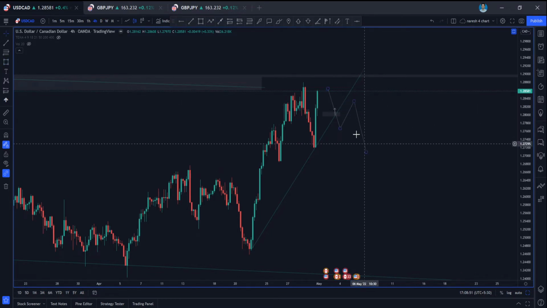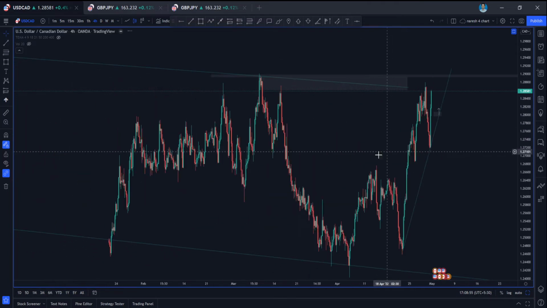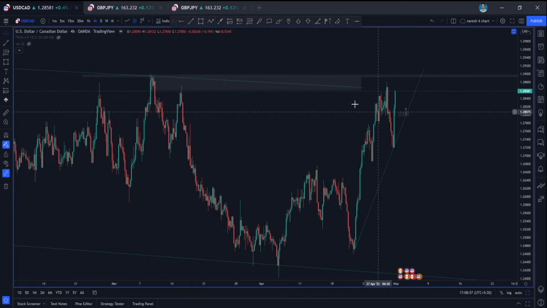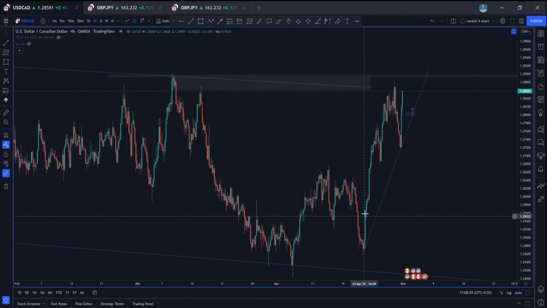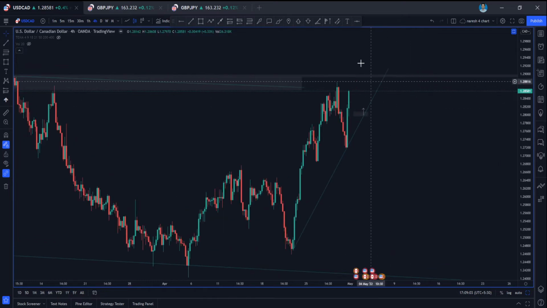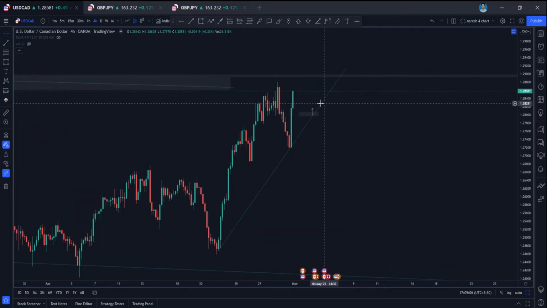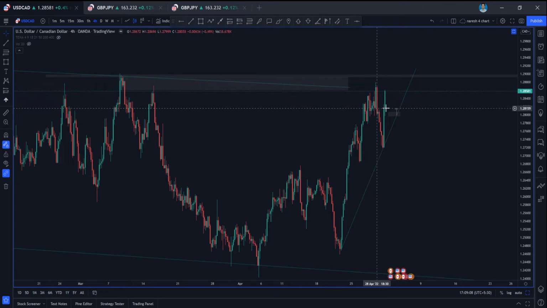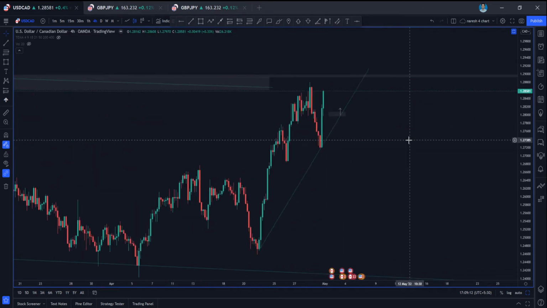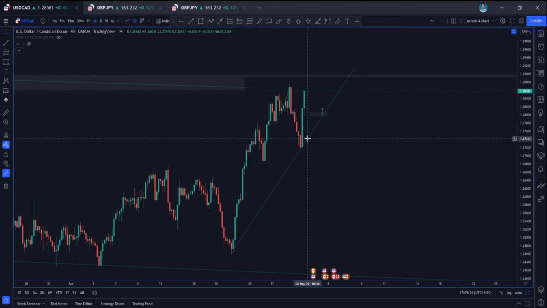Okay, so there are two situations in USD CAD, guys, because it is an important resistance area and it is moving in a downtrend in a channel pattern. So if it is breaking this high and making a higher low again in this area, using this trend line, I'll be looking for long entries. Or else if it is forming a double top here and moving down, I'll be looking for short entries for USD CAD.